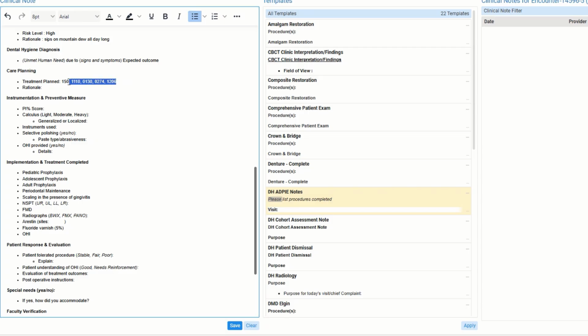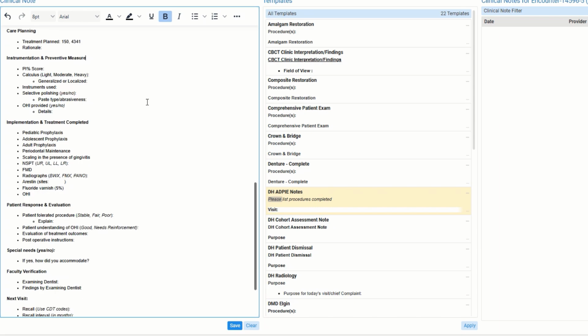Say you're doing NSPT 4341. Why are you doing it? Why are you recommending to do non-surgical periodontal therapy? Okay, so that's the rationale for what treatment you're recommending.